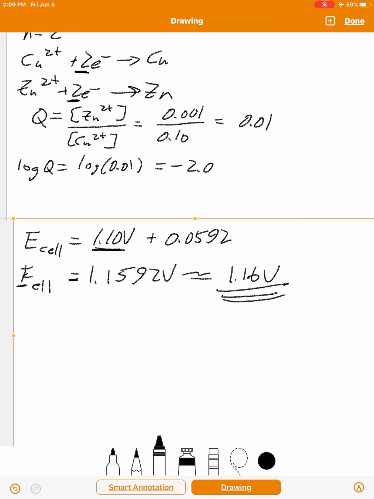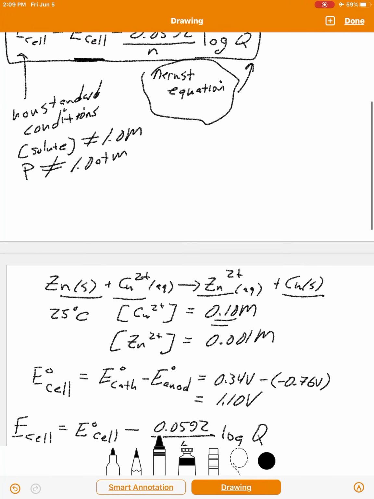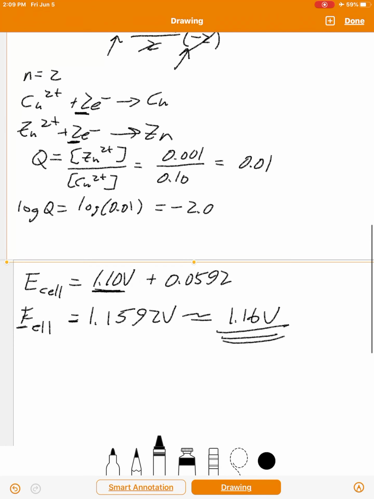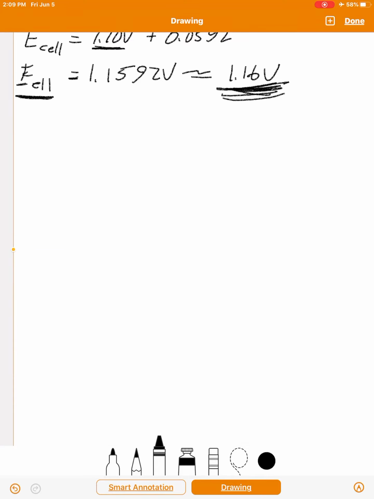But because Q is less than 1, that means that we don't have as much products as we need. Q is less than K. So the reaction is going to proceed to the right, which means you're going to get more. So that shows up in the cell potential. The more spontaneous the reaction is, the higher the cell potential. So in this case, we get 1.16 volts. It's kind of a cool application of this Nernst equation. And so we can use that in terms of what we call concentration cells.